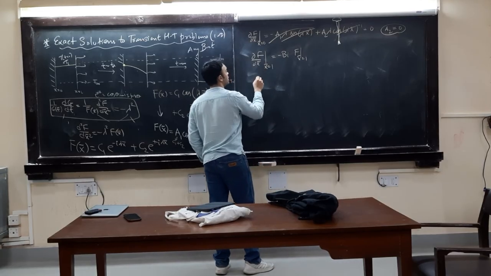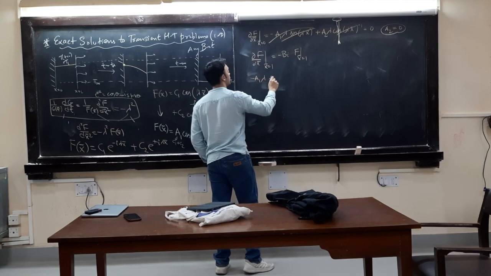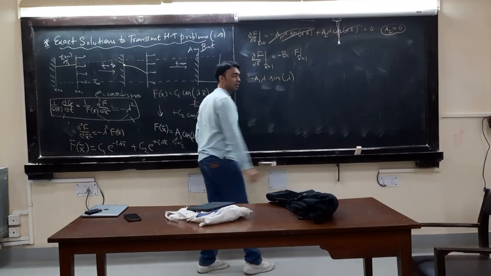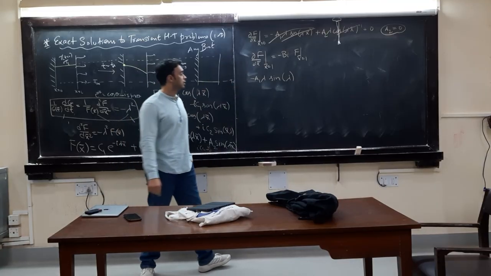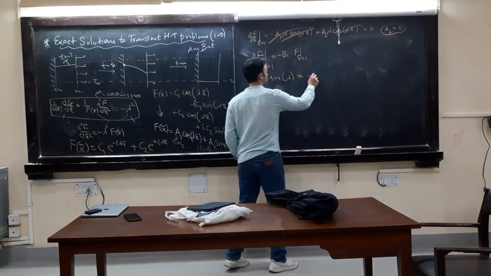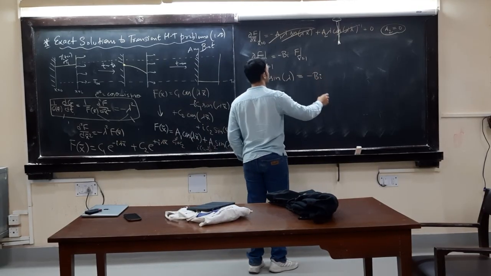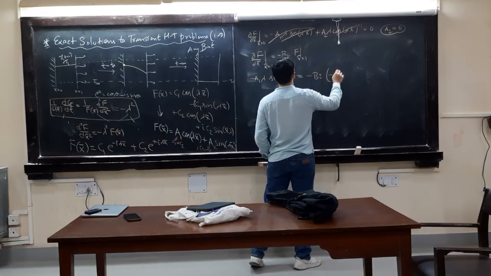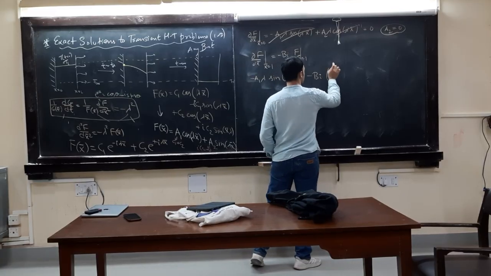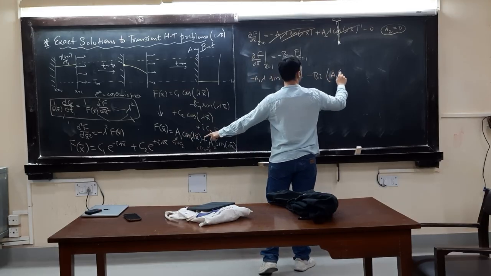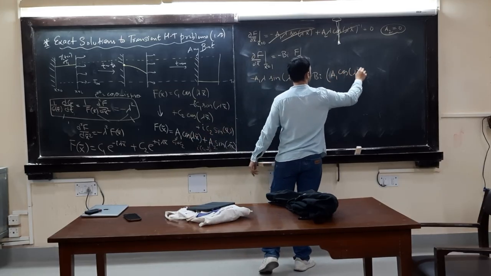What is the left-hand side? Minus A1 lambda sin lambda x̄. So x̄ is 1, so I just write lambda is equal to minus Bi f of x̄ equals 1. So this becomes, not minus, plus only, A1 cos lambda.